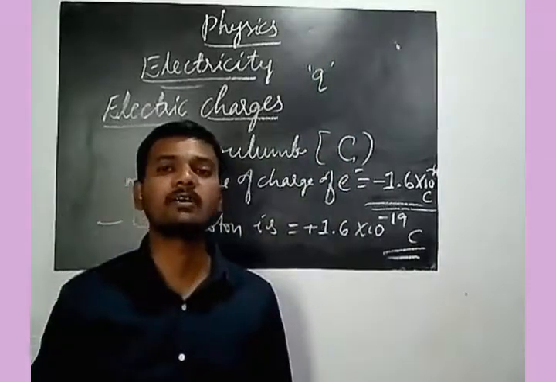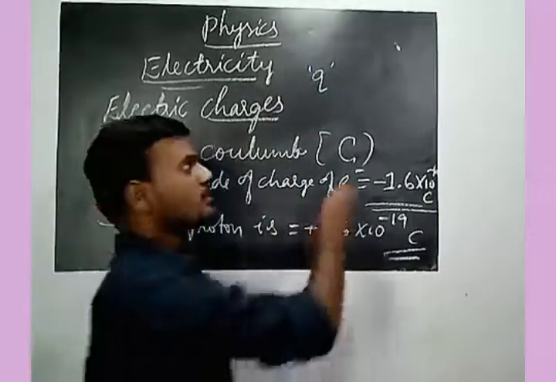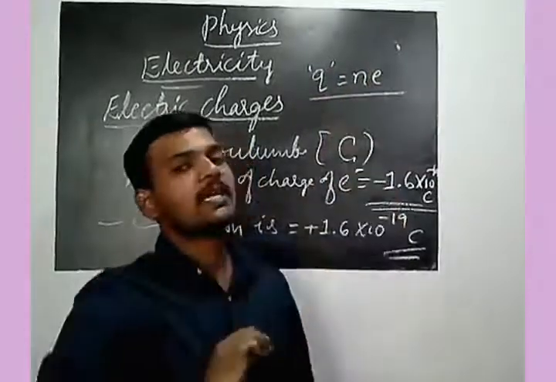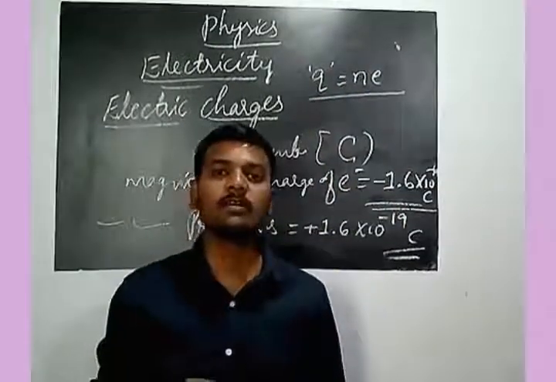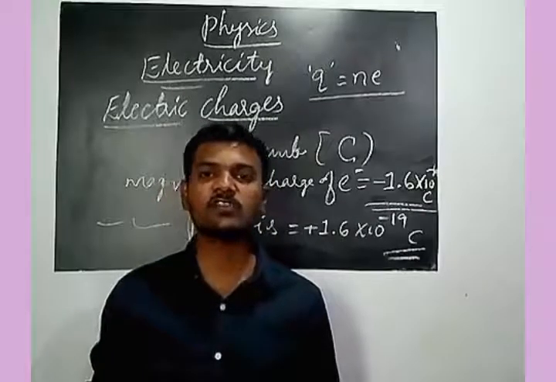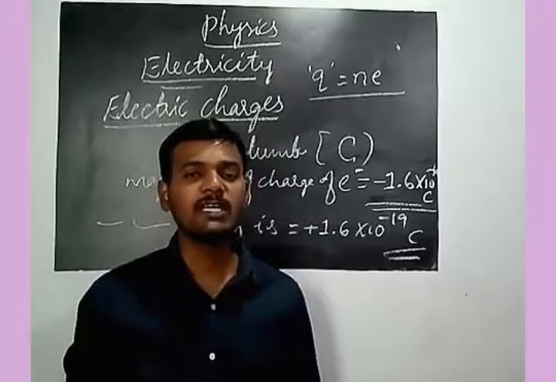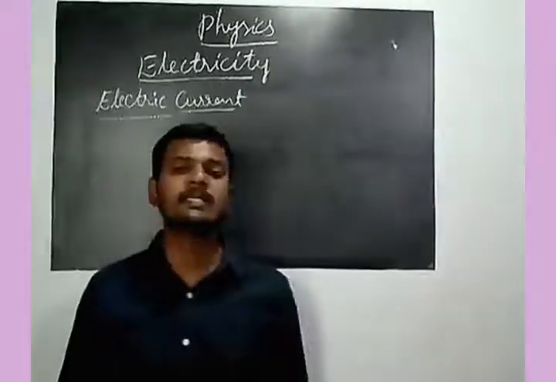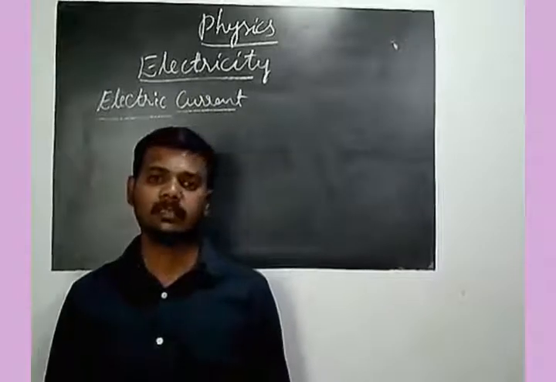Electric charges are denoted as Q. Q is equal to the number of electrons, because the electrons are the reason for the flow of electric current. That's why Q is defined as the number of electrons. Okay, let us discuss electric current.